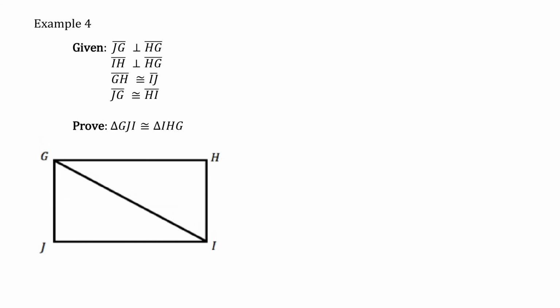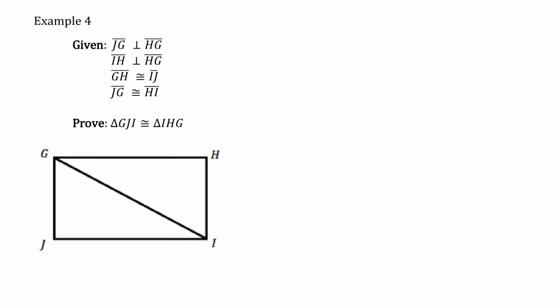Let's see another one. So here we go, another new reason here. Perpendicular. Perpendicular makes 90-degree angles. So I know where GH and HI intersect is going to be a 90-degree angle. I know where GJ and JI intersect is going to be a 90-degree angle. There's a typo there. That 90-degree angle should be down here. So let's fix that. Okay.